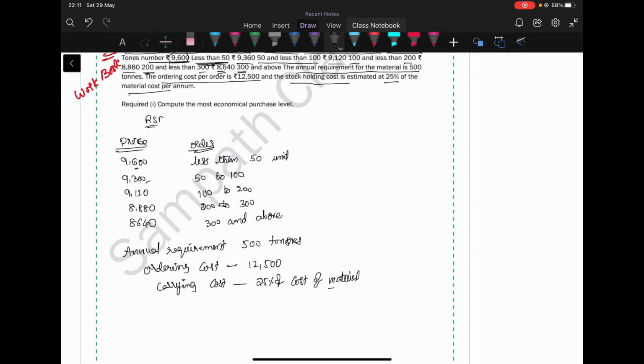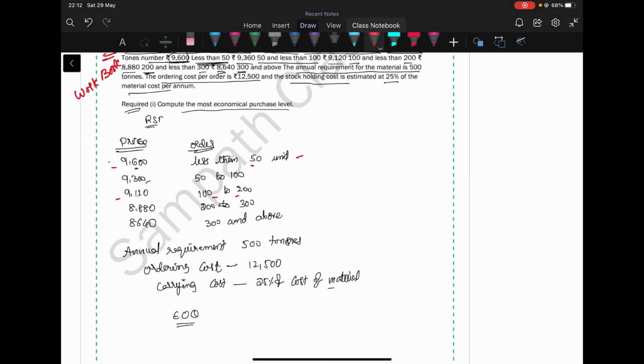Now what do we need to find out? Required: compute the most economical purchase. It is also indirectly the economic order quantity, but here we do not have one particular rate. We have different rates because of the lots. If I place an order for less than 50 units, I pay 9,600 rupees per unit. If I order between 100 and 200 units, I pay 9,120 rupees per unit. These are the slabs given for purchasing the material.